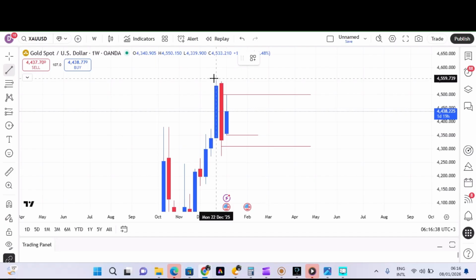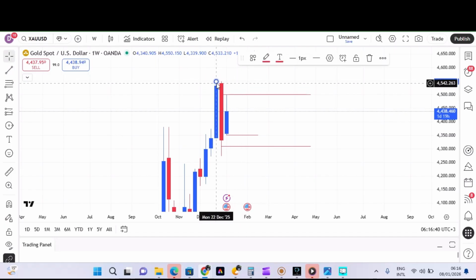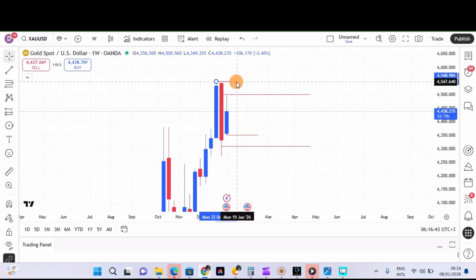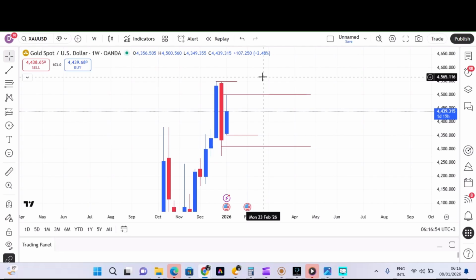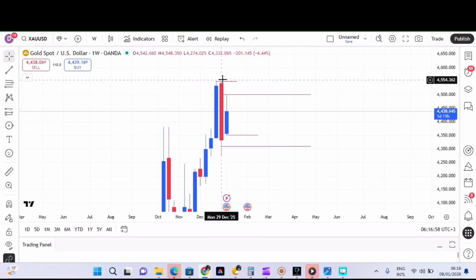Equal highs of the week. The two weeks are having a dealing range here. Okay, this is also a good zone to mark, because price will eventually come to this point, sweep out or grab this liquidity lying here, even push back higher.